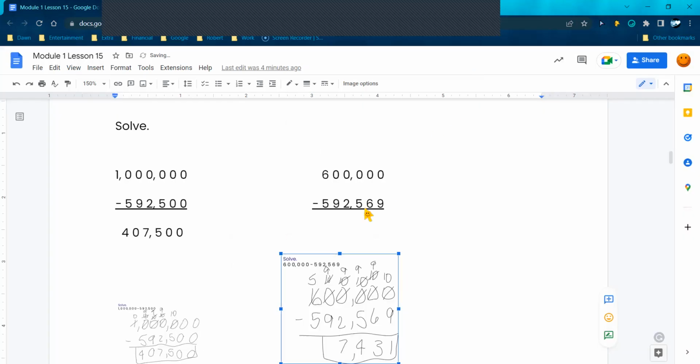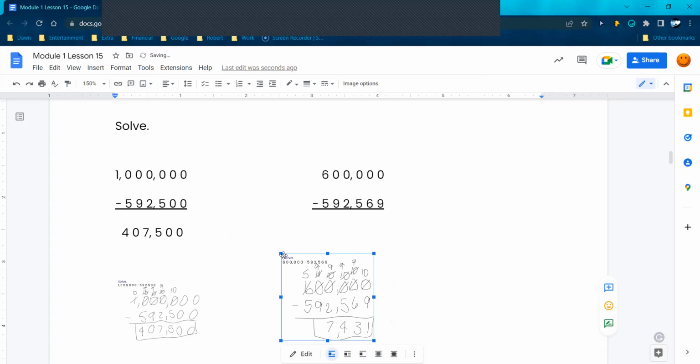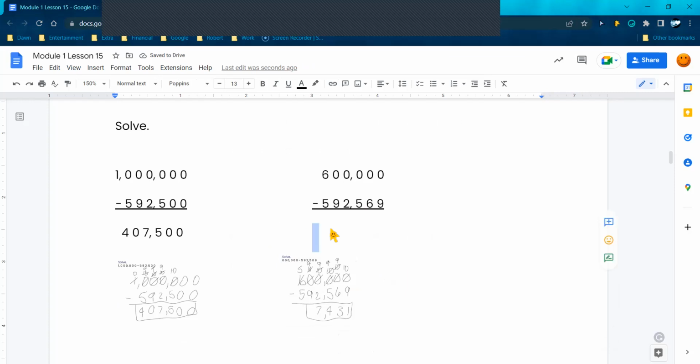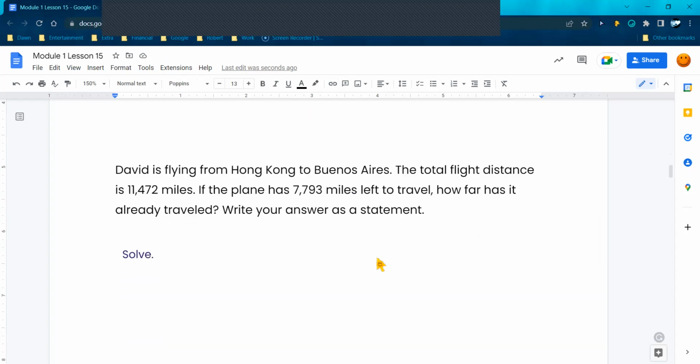So I'm going to hit save and close. And again, I'm going to make it a little smaller because I don't need it that big because I can read my handwriting still. So I'm going to come right over here. Take my C away. I didn't mean to put the C there. I'm going to write 7,431. Still not quite where it's supposed to be. There you go. Let's go look at our word problem, you guys.